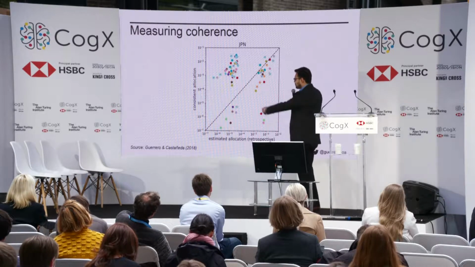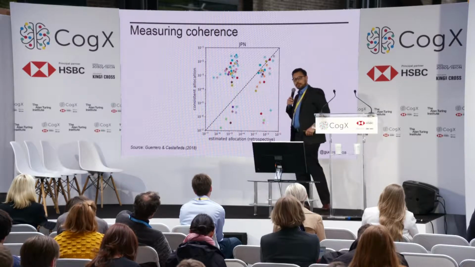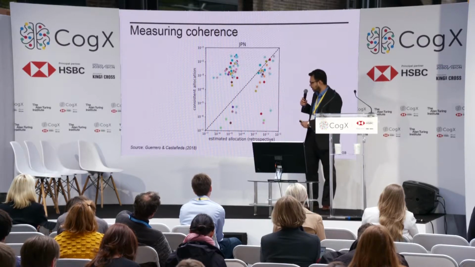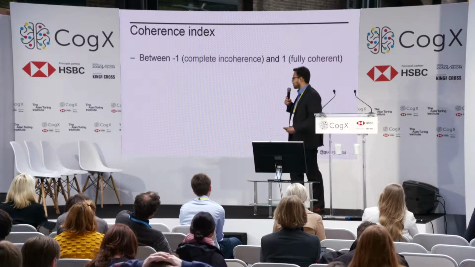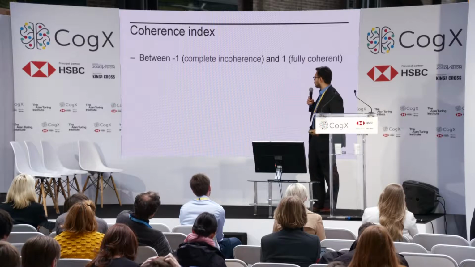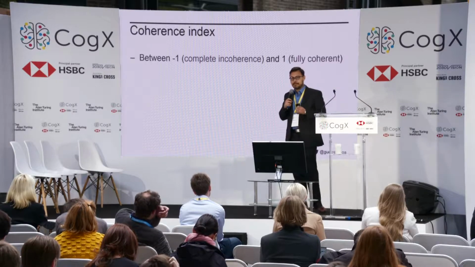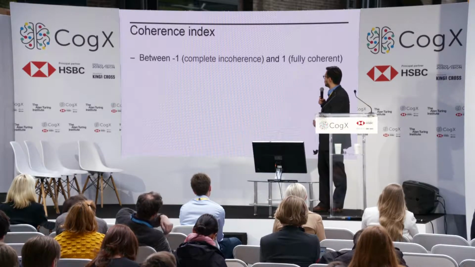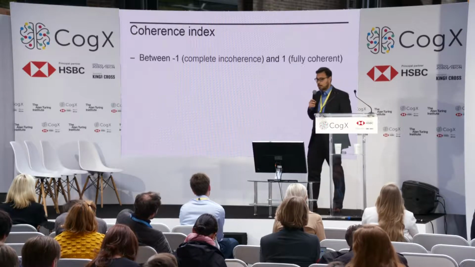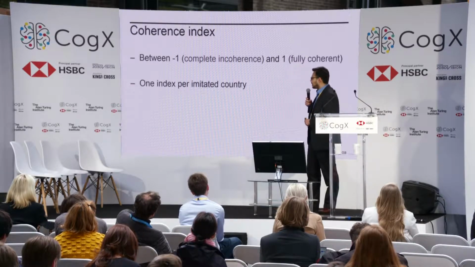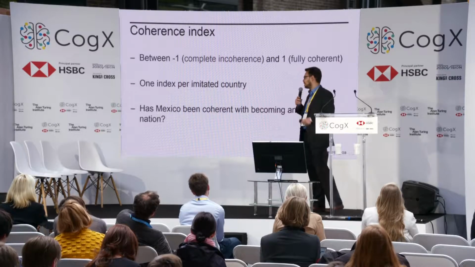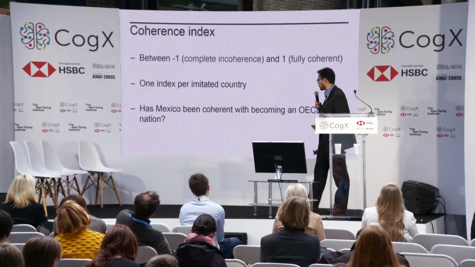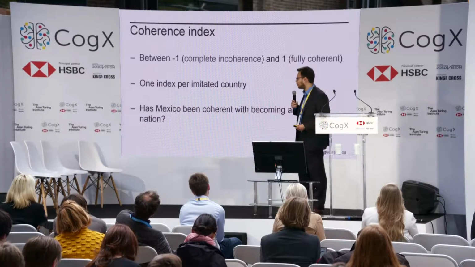These are called allocative inefficiencies, a very important concept also in the community. Well, because we can measure the distance from each dot to the diagonal line, we can build an index. And the index works like a correlation coefficient, going from -1 to 1. If it is negative, you are incoherent. If it's positive, you have coherence. So we're going to do this exercise for Mexico, trying to imitate each country of the OECD. And we're going to ask ourselves, has Mexico been coherent overall?